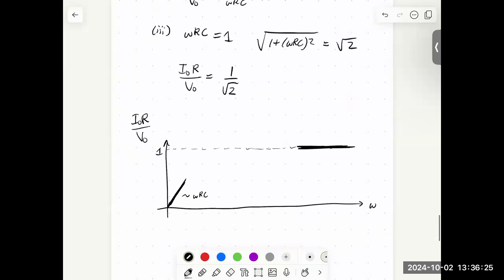Okay, root 2 is like 1.41. 1 over root 2 is 0.707. So somewhere on our axis here is the 1 over square root 2. And so what's going to happen is we're going to have a point that sits here. And this is going to be when omega RC is equal to 1. So omega is 1 over RC. I'm going to call it now omega C is 1 over RC.